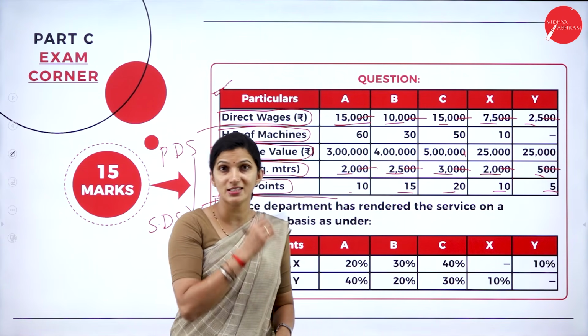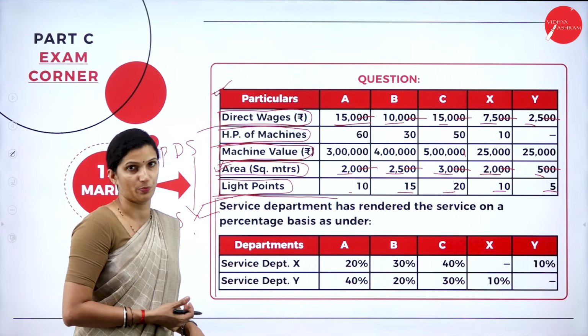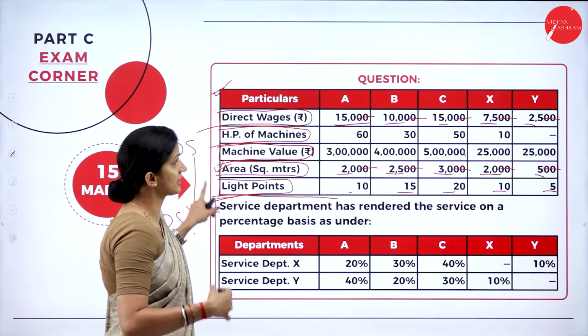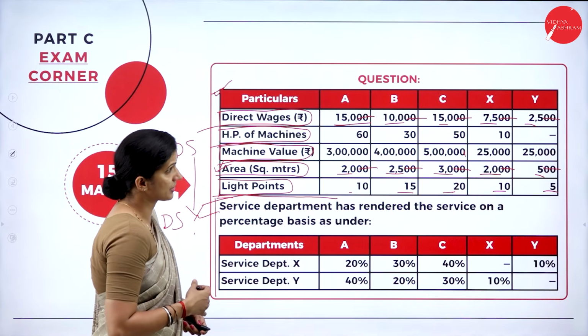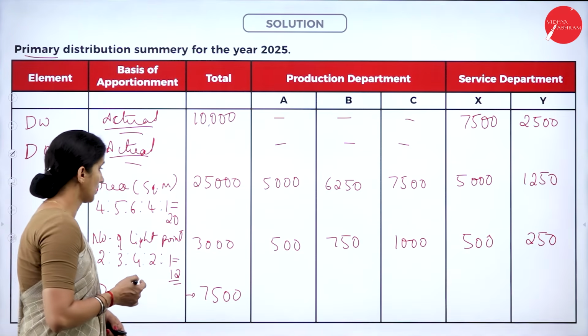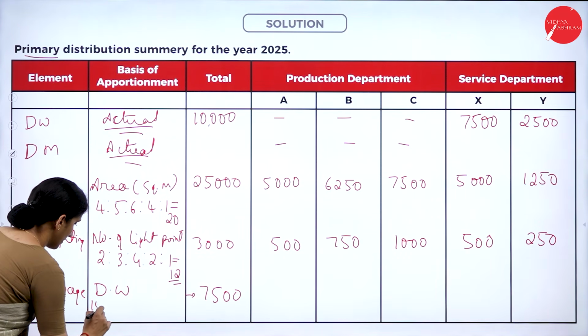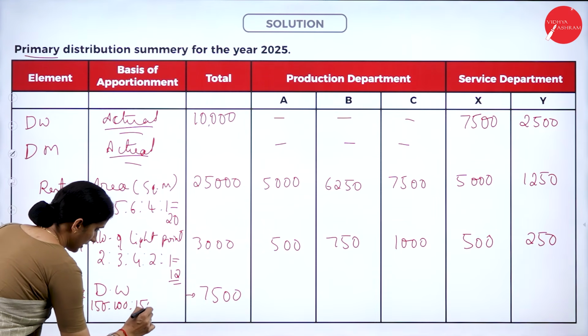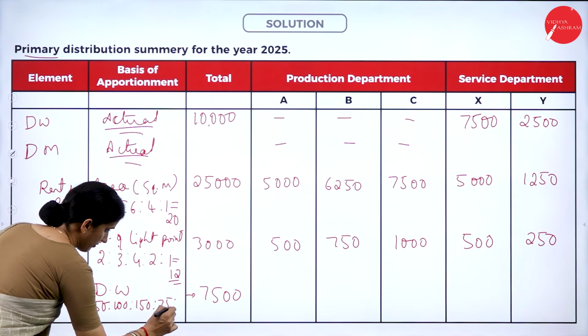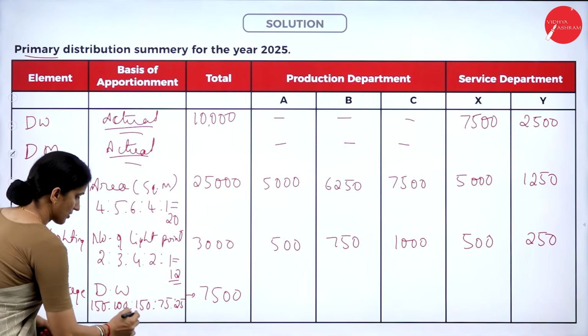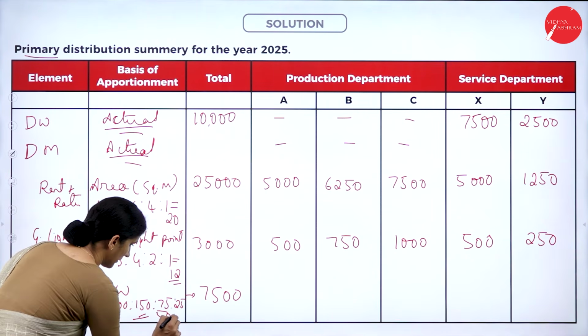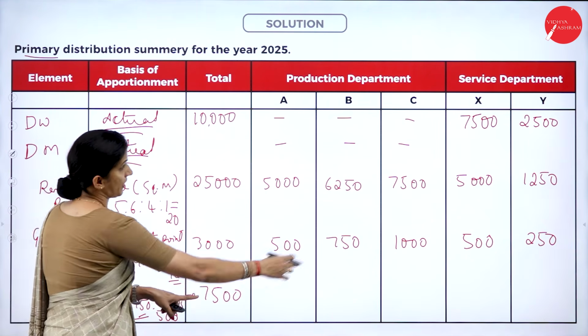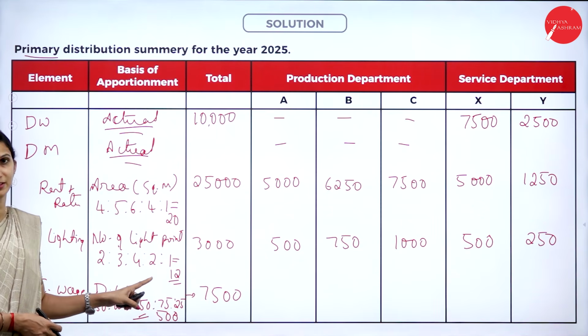You can take it as it is, or again you can simplify also. So here I will be taking it as it is, that is 150, 100, 150, 75 and 25. So the total comes to 500. Now this 7,500 we can divide among the departments.